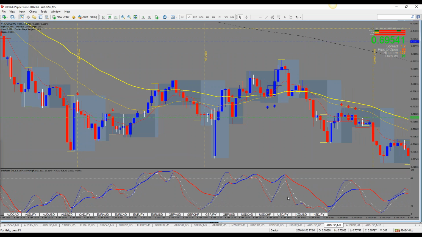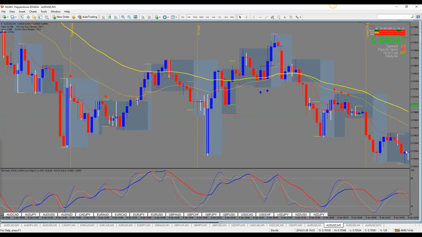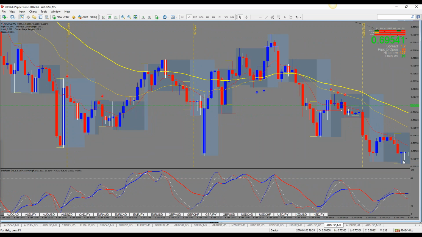So we have an inside bar, or I have an outside bar here. All right. We have an inside bar here. No break, no trade yet.